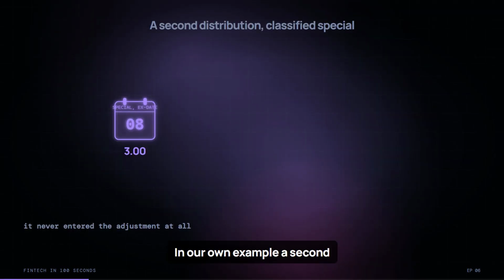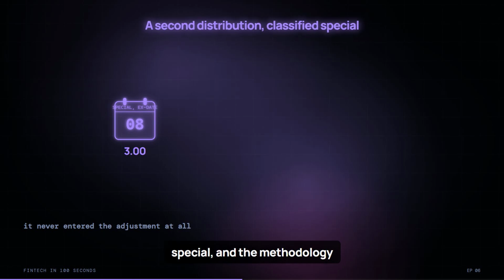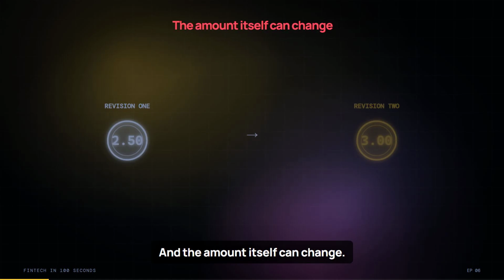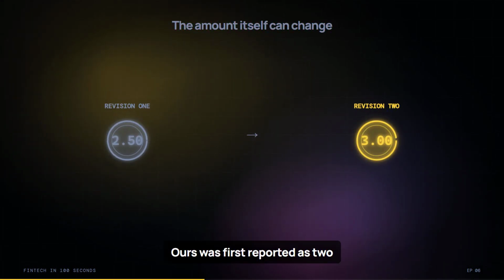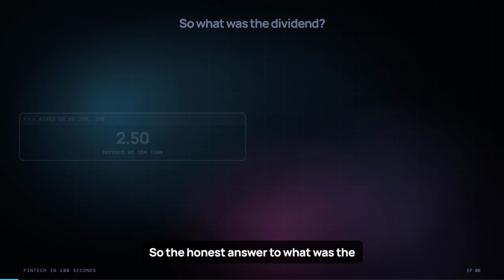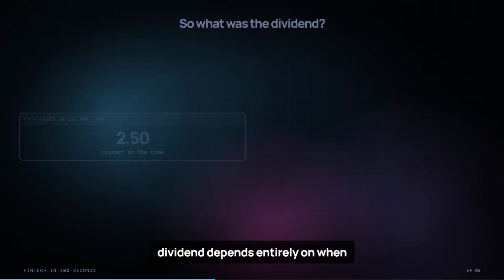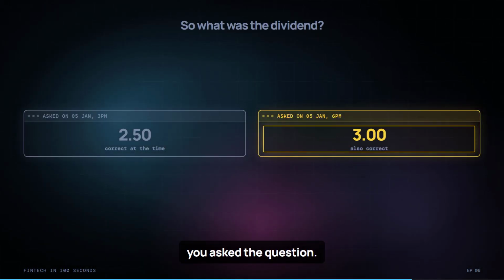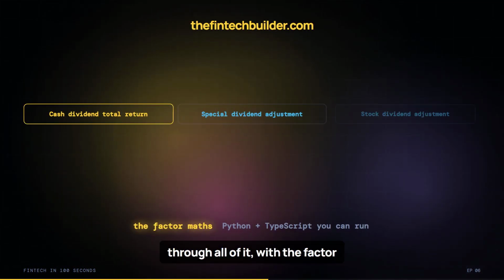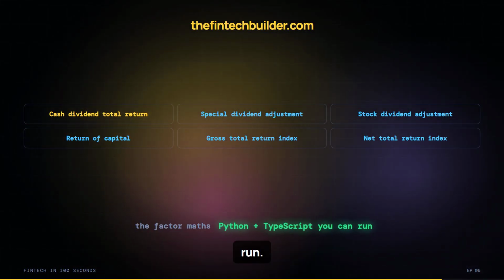In our own example, a second distribution was classified as special, and the methodology excluded it completely. And the amount itself can change. Ours was first reported as $2.50, then corrected upward to $3. So the honest answer to what was the dividend depends entirely on when you ask the question. The fintechbuilder.com works through all of it, with the factor maths and code you can actually run.